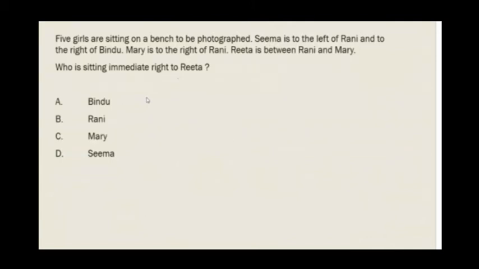Five girls are sitting on a bench to be photographed. So how many are there? 5. 1, 2, 3, 4, 5. Next, Seema is to the left of Rani. So first I have to mark a place for Rani. So Seema is to the left of Rani. I can take Seema and Rani here, or I can take Seema and Rani here, or I can take Seema and Rani here. Anything for that matter. Now, but Seema is definitely to the left of Rani.